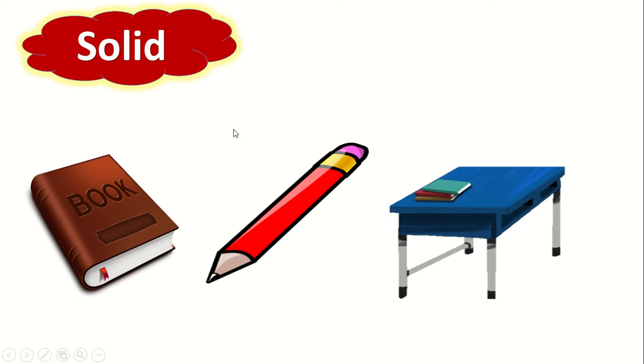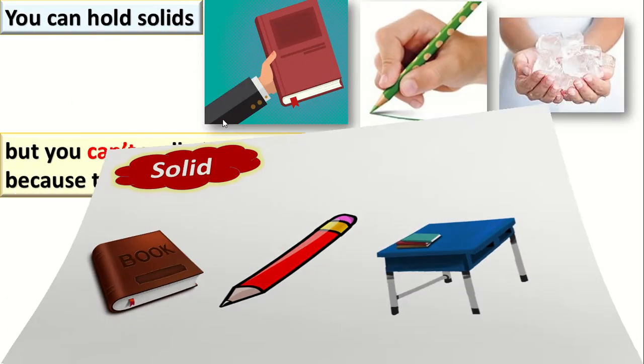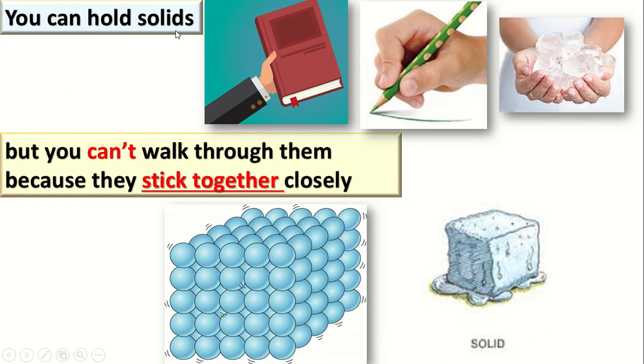The pencil is solid. The table is solid. So anything that is hard or strong is a solid. Excellent. Can you hold the solid? Yes. Can you hold the book? Yes. Can you hold the pencil? Yes. Can you hold the ice? Yes. So we can hold the solids.